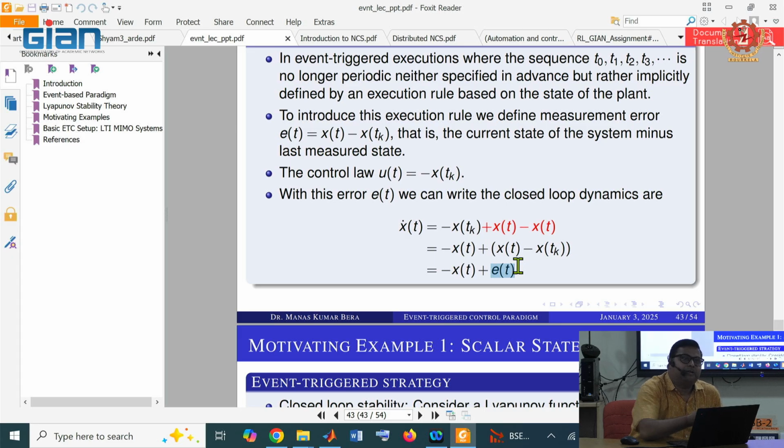If this error term were not there, it would be very easy to say the system is stable for all initial conditions. But now you have an error. Why has that error come? Because you are not sampling at regular intervals of time. Due to that, an error is generated, which evolves with respect to time. Now, how can you determine the stability of the system, or how can you guarantee that the system will be stable?